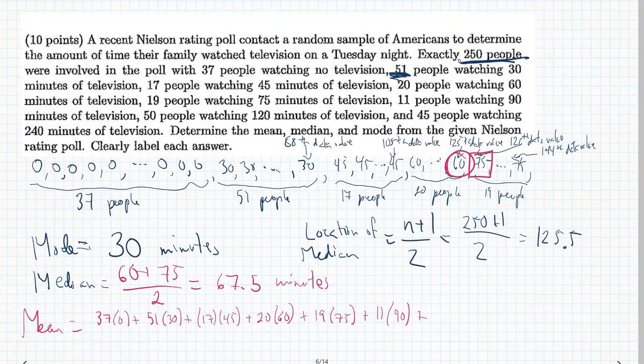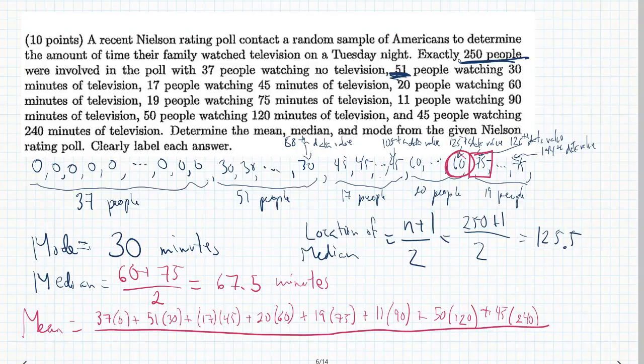So 11 times 90 plus 50 times 120. And plus 45 times 240. So notice then, what do we need to do? We need to divide by the total number of observations. So what is the total number of observations?